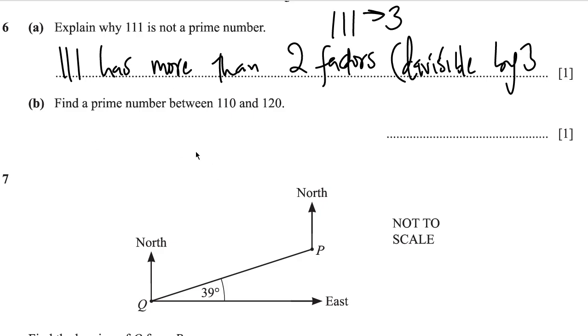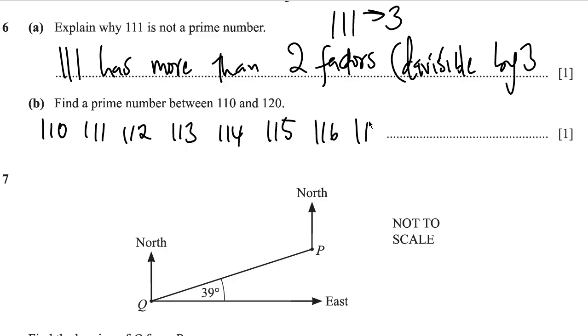B says find a prime number between 110 and 120. Right? So if we should list that out, we have 110, 111, 112, 113, 114, 115, 116, 117, 118, 119, 120. Right? So we could easily cancel this 110, 112, 114, 116, 118, 120 because all these are even numbers. They're divisible by 2. They end in 0, end in 2, right? And then you see 111, we've shown that it's not a prime number. Sum of the digits is 3.